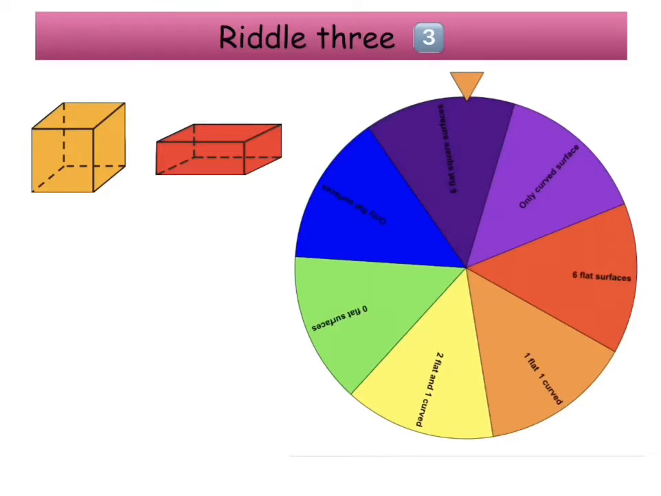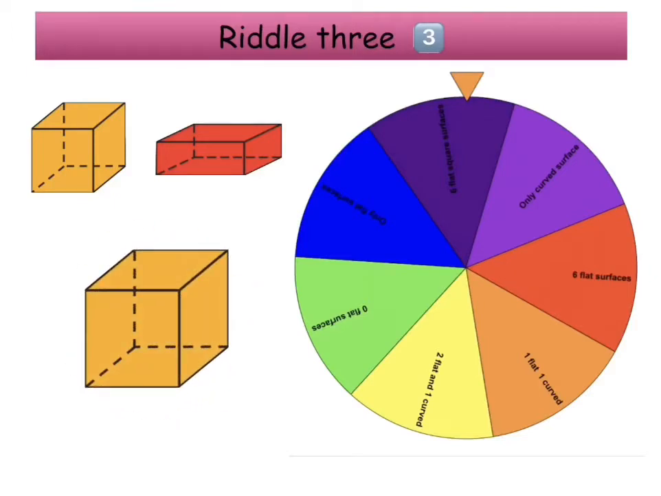Lovely, because a cube is a rectangular prism where each flat surface is a square. And here on the spinner, it says 6 flat square surfaces. So which one is the correct answer? The cube or the rectangular prism? Lovely, grade 1. Excellent. It's the cube.